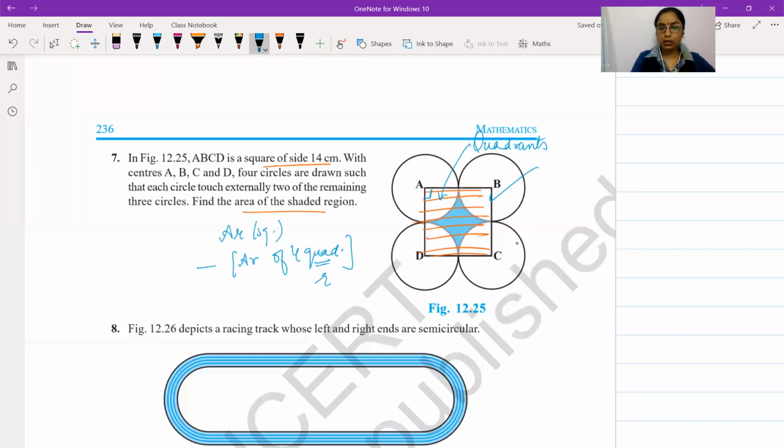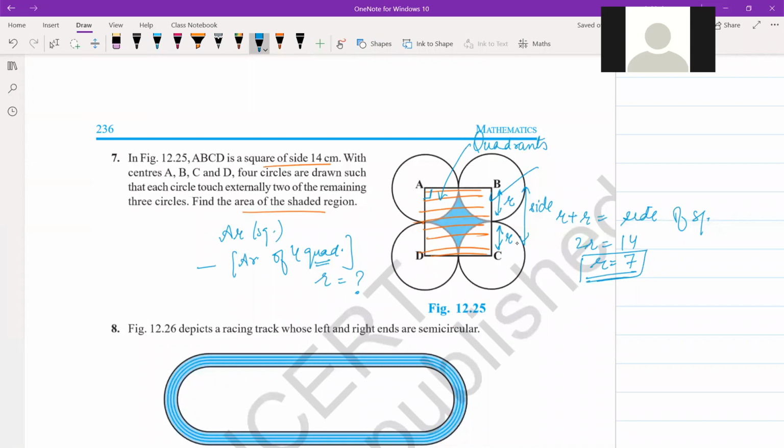So that's what you need to figure out: what is the radius of the quadrants being formed here. Now keeping in mind that the circles have been drawn in such a way that they are touching each other externally and the size of the circles is the same. So if the radius of each circle is represented by r, r plus r is equal to the side of the square. From here, can you find out the radius of the quadrants now? Yes, ma'am. This will help you find out the area for the quadrants.